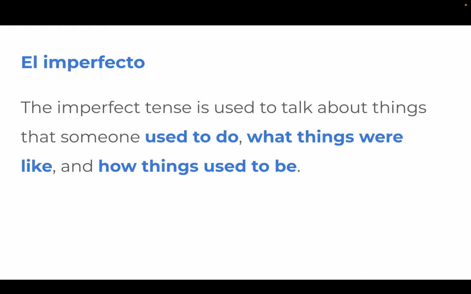The imperfect tense is used to talk about things that someone used to do in the past, what things were like, a description of things or people, and how things used to be.